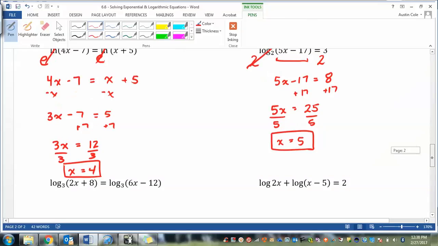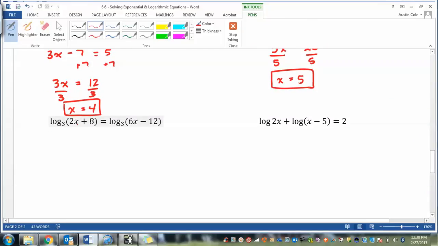Okay. Third one, I've got log base 3 on both sides. To get rid of my logs, I'm going to exponentiate both sides. Those will go away, and I'm left with 2x plus 8 equals 6x minus 12.